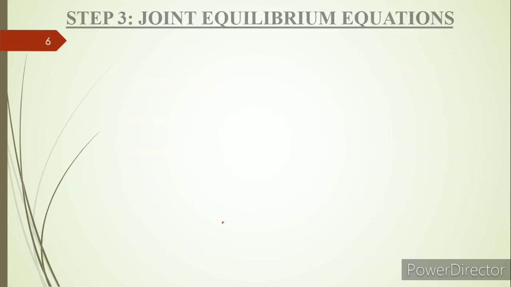So step 3 is the joint equilibrium equations. We know that when we consider a joint, the summation of the moments along that joint will be equal to 0. So here consider the joint B. In joint B there are two members meeting, BA and BC. That is, the summation of the moments acting along a joint will be 0. Therefore sigma MB is equal to 0.